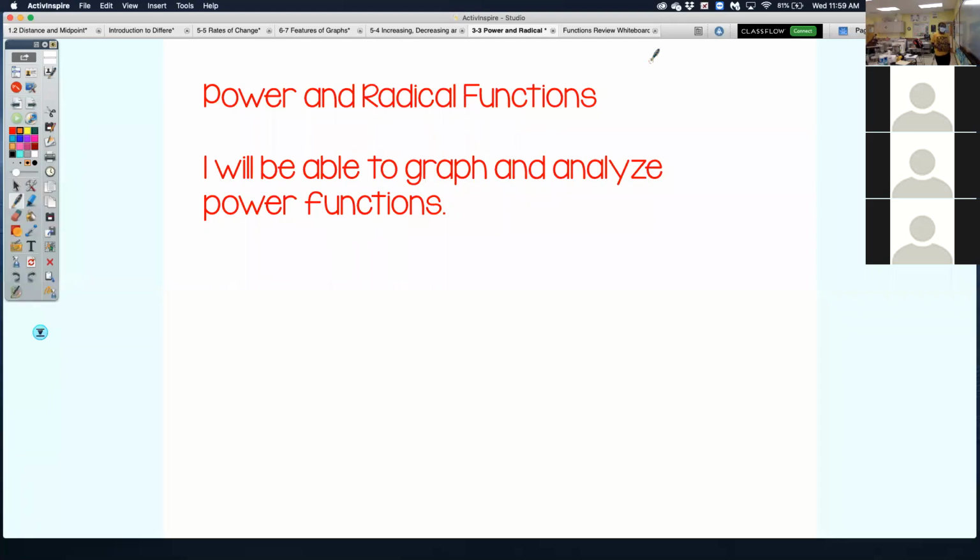So we're just doing the power functions today. Radical functions will be on Monday. You guys are going to be able to graph and analyze power functions.